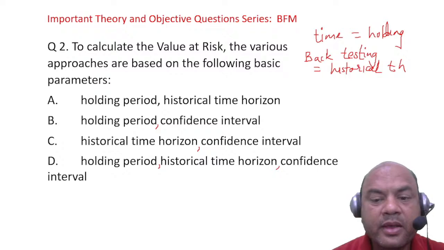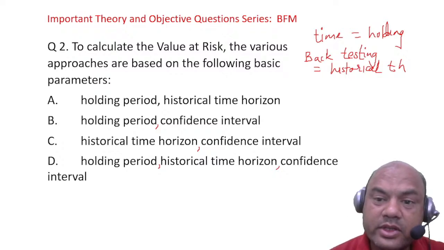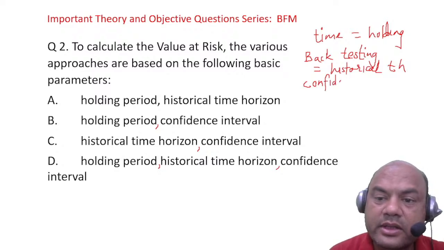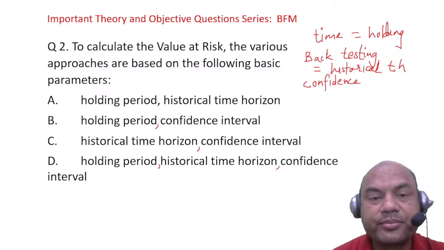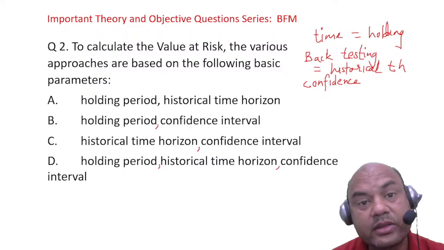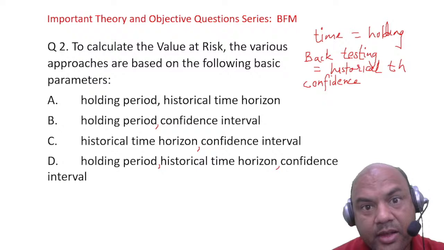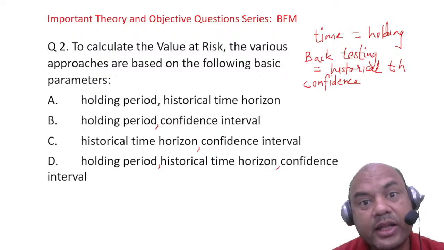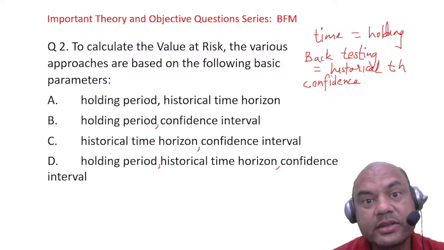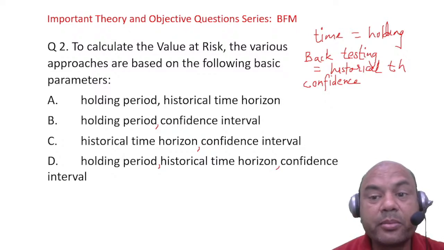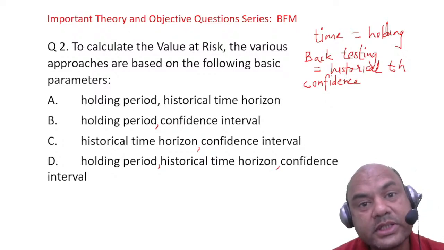Then confidence interval. What is confidence interval? See this, this confidence interval consists of 3 parts. One is confidence level, then there is a mean, and then there is a variance. The 3 parts over there. So depending on that, the value of your bond changes.